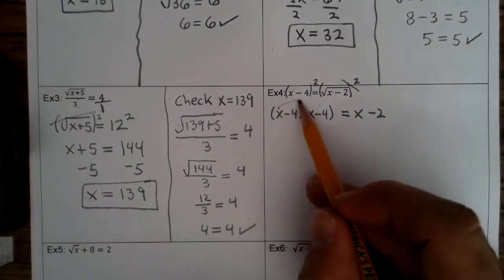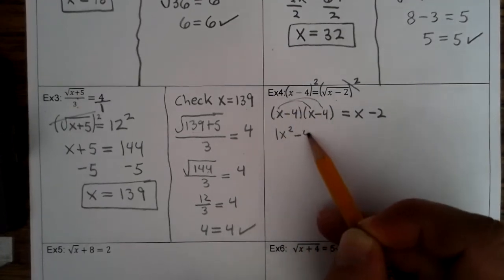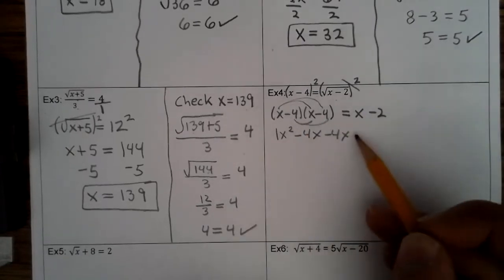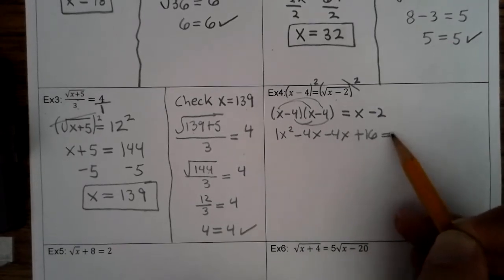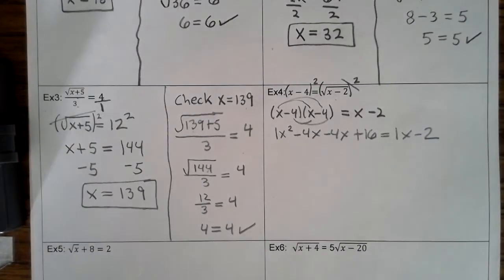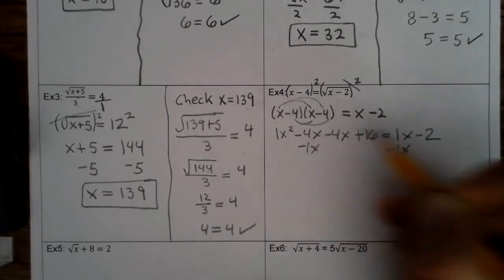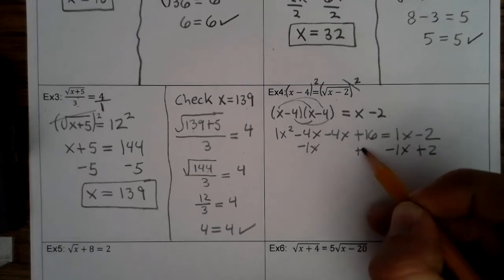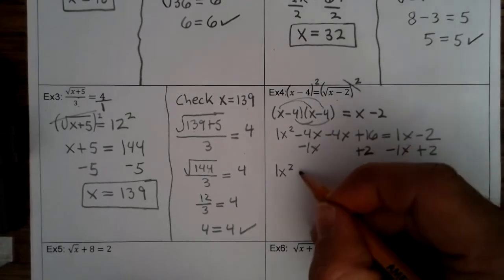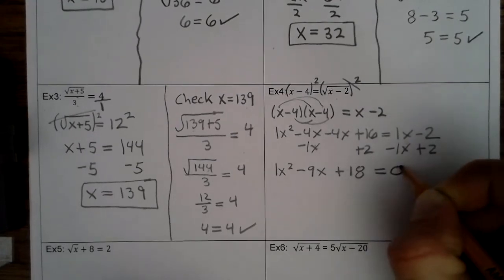Now we need to FOIL this. So x times x is 1x squared. x times negative 4 is negative 4x. Negative 4 times x is negative 4x. Negative 4 times negative 4 is positive 16 equals 1x minus 2. Now, before we do anything else, we need to move everything to one side. So we're going to subtract 1x from both sides, and we're going to add 2 to both sides. So you get 1x squared minus 9x plus 18 equal to 0.